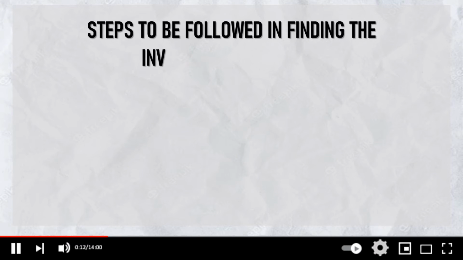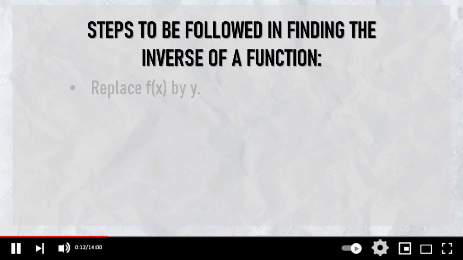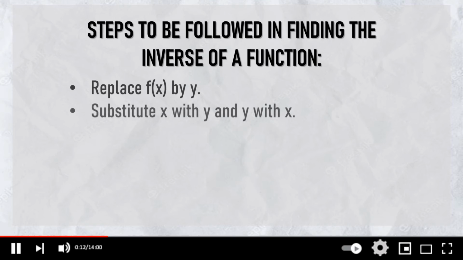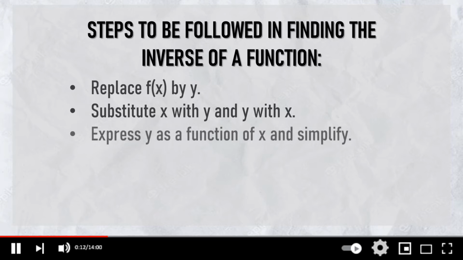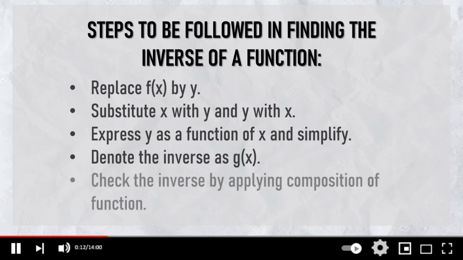Now I will be showing you the steps to follow in finding the inverse of a function. First, replace f(x) by y. Substitute x with y and y with x. Express y as a function of x and simplify. Denote the inverse as g(x). And lastly, check the inverse by applying composition of functions. What you must know before finding the inverse of a function is how to tell if something is a one-to-one function. So for every x value, you only have one corresponding y value.